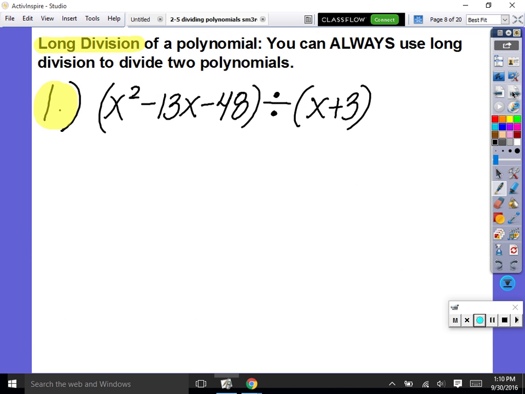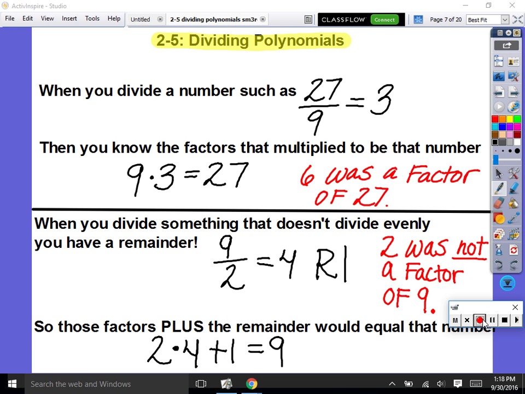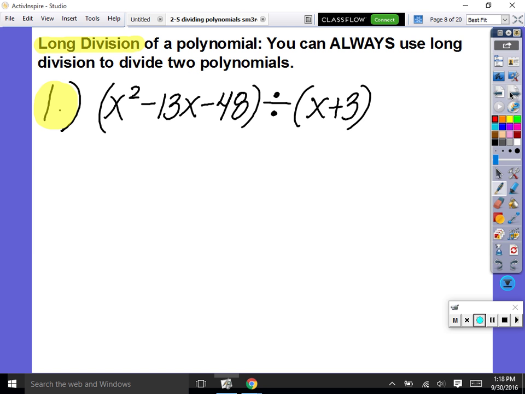So what I'm going to do is teach you how to do long division of a polynomial. So we're doing number 1 on your worksheet. You're going to need paper. This takes a lot of work. So does everybody have paper out ready to go? Yeah, so this was supposed to be 9 as a factor of 27. Does that make sense? Because 9 went into it evenly. Yeah, I hadn't fixed that from last hour.